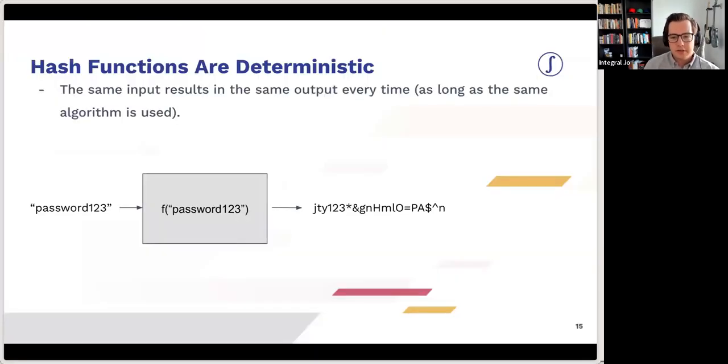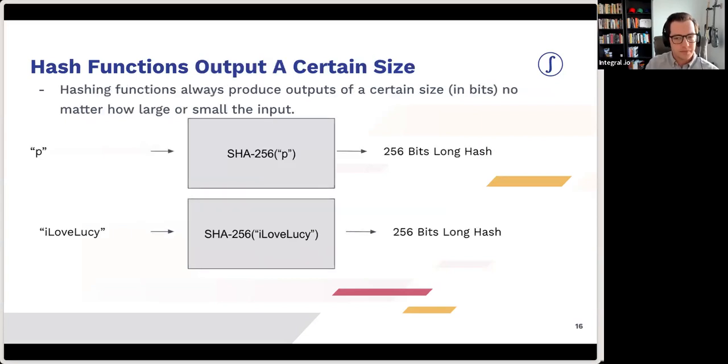First, hash functions are deterministic. So they always output the same thing. If you input a certain thing, they will always output the same hash. That's very important because we aren't going to be able to verify people's passwords if we don't have a deterministic function. There's no element of randomness in here. And they always output something of a certain size. So for instance, the SHA-256 algorithm always outputs something that is 256 bits long. That's why it's called Secure Hashing Algorithm 256. It always outputs 256 bits.